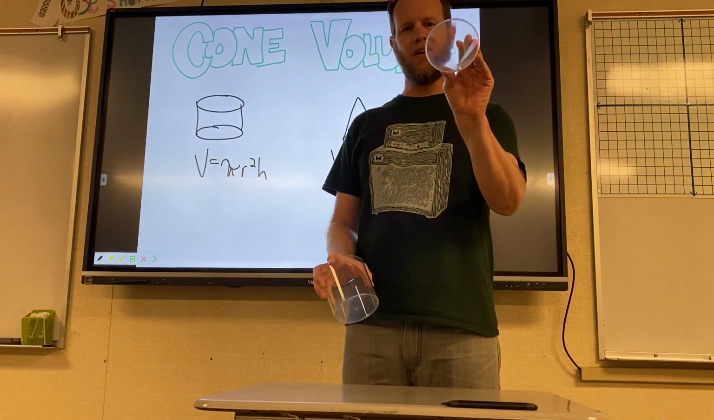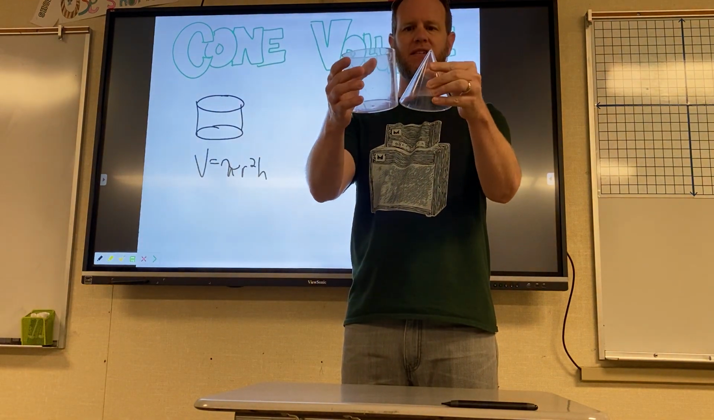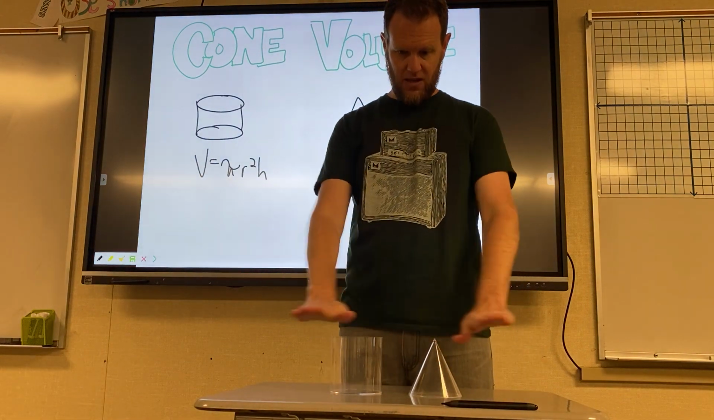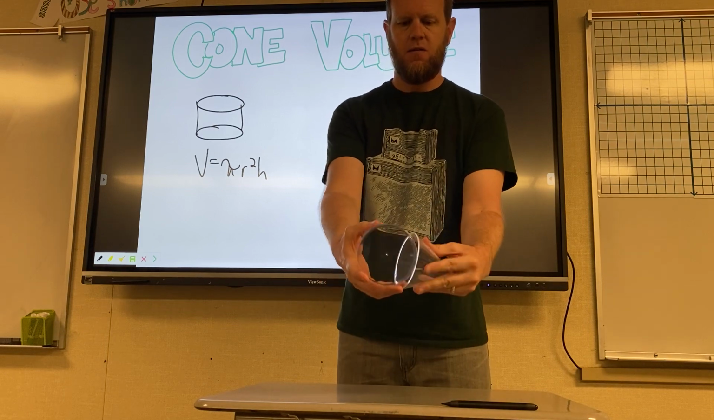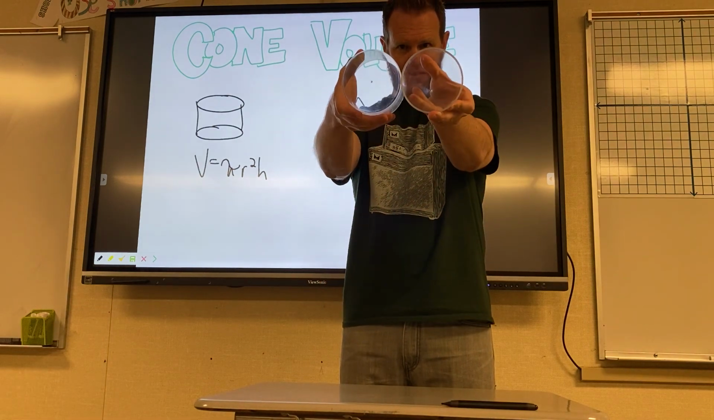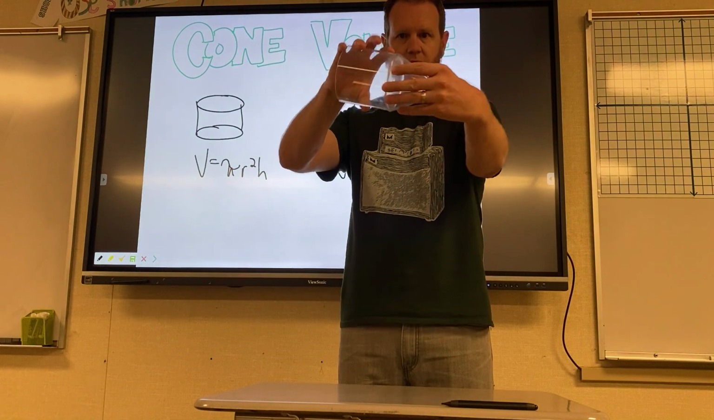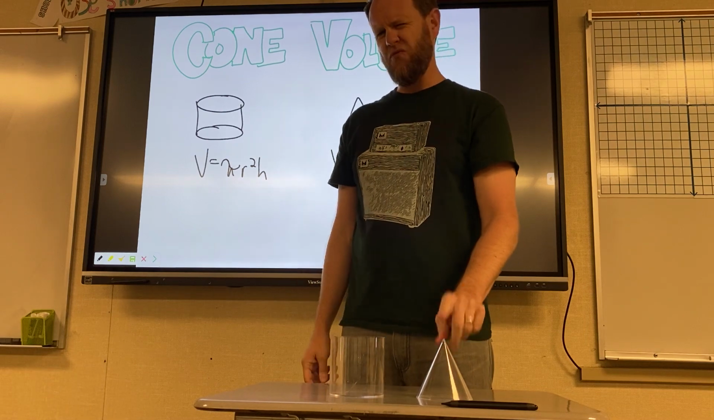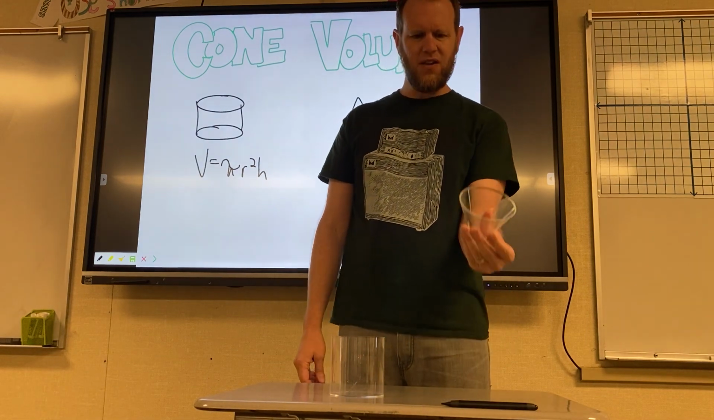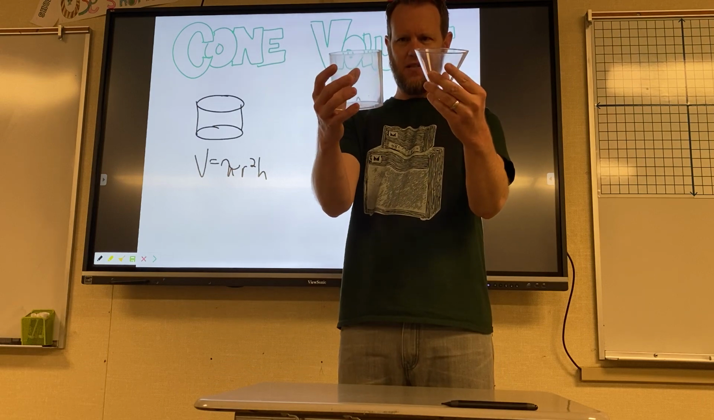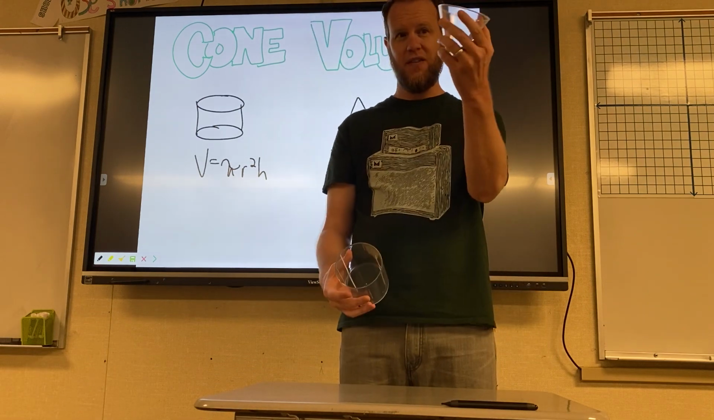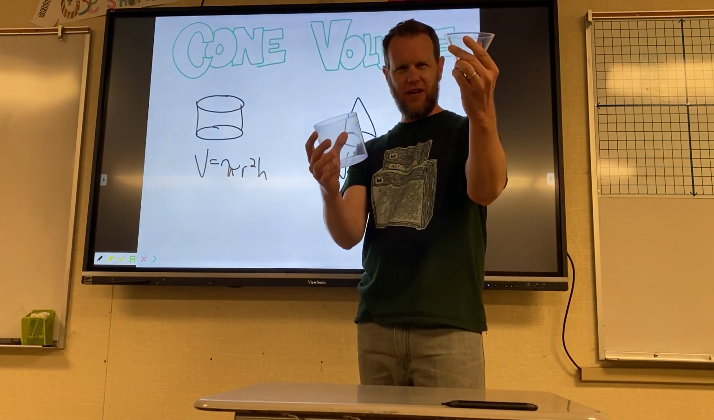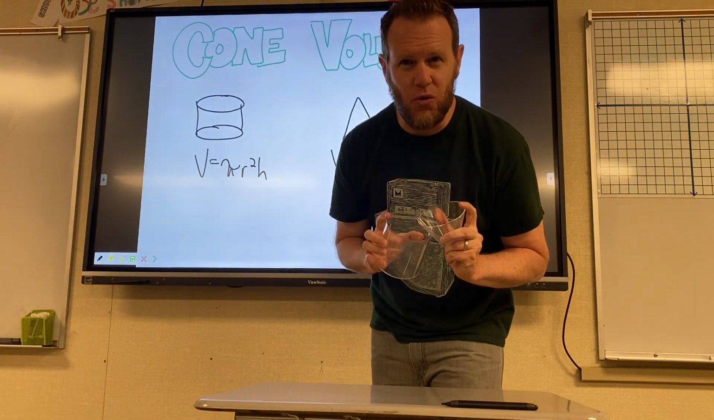So, what if you have a cone that has the exact same height? Can you tell? Same height, right? And the radius of the base is exactly the same. Can you see that? Same circle. So, same radius, same height. Is it going to have the same volume? No. Obviously, this holds much less than this. This has a much higher volume than this does. But how much? How much more can this hold than this? That's what I want you to try to guess right now.